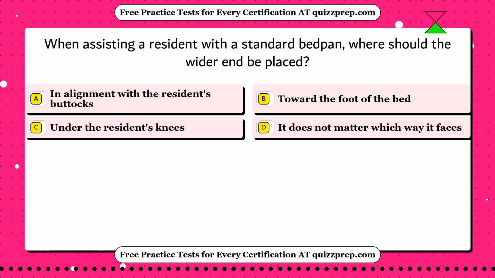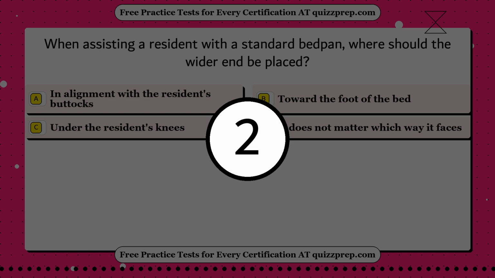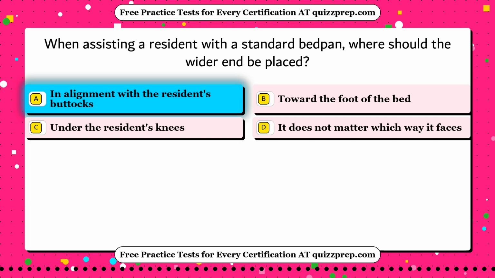Question 28. When assisting a resident with a standard bedpan, where should the wider end be placed? Option A, in alignment with the resident's buttocks. Option B, toward the foot of the bed. Option C, under the resident's knees. Option D, it does not matter which way it faces. The correct answer is option A, in alignment with the resident's buttocks.